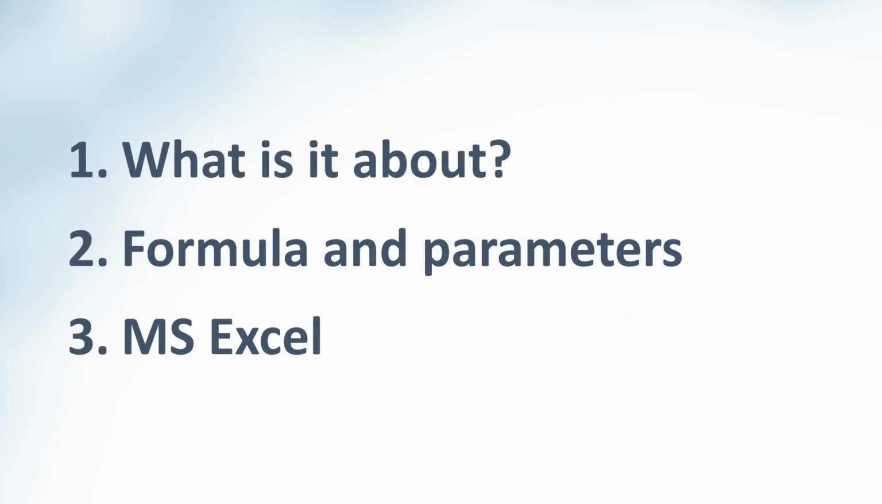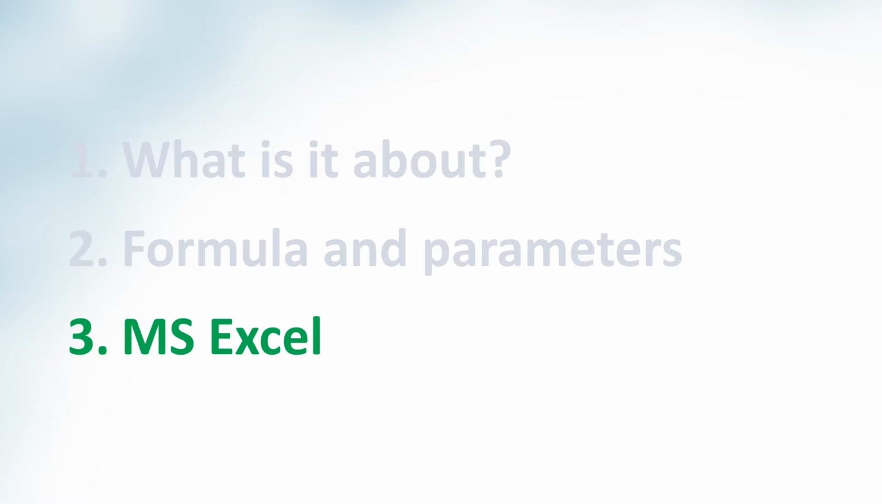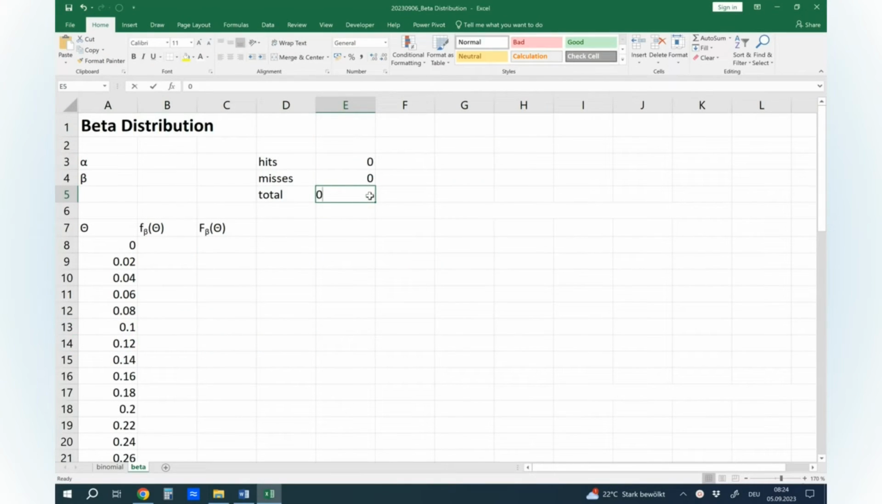Now, let's explore how Microsoft Excel can assist us in handling the beta distribution. I'll revisit the example involving 10 observations with 6 hits and 4 misses, which translates into alpha being 7 and beta being 5.